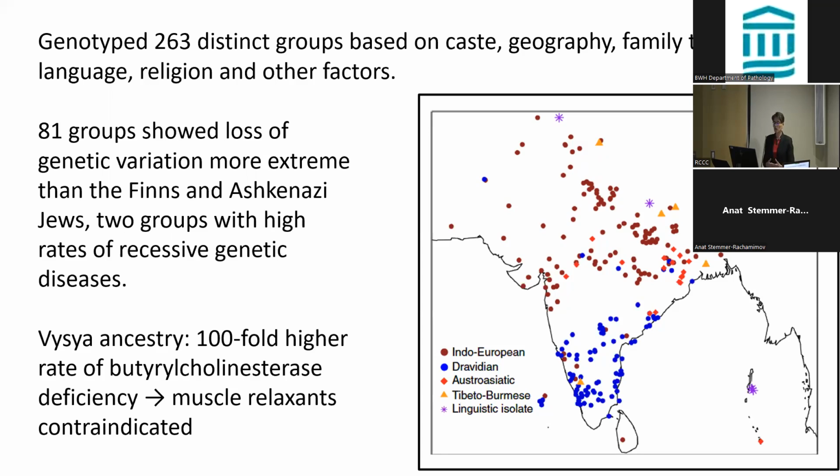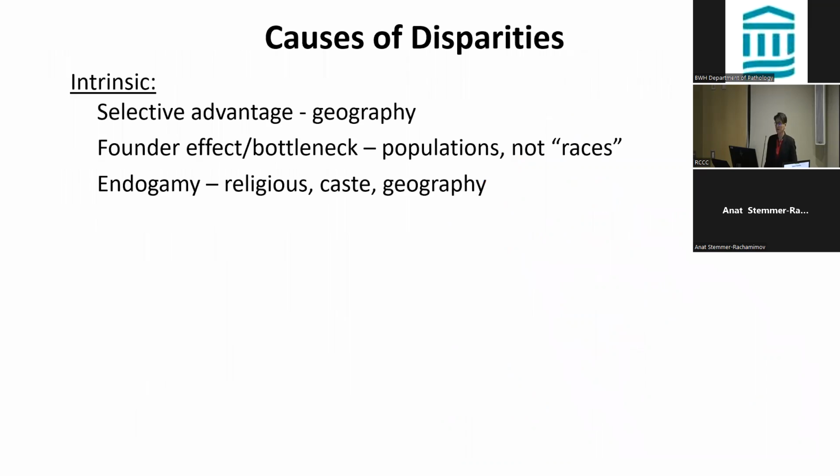Now, they found one group of Vysya ancestry that had a 100-fold higher rate of pseudocholinesterase deficiency. And for this group, they know that certain muscle relaxants are contraindicated. Now, we don't take these data and say, we shouldn't give these particular muscle relaxants to Indians. And we don't say we shouldn't give them to Asians, which is where Indians fall. We have to recognize that this is particular for this population. It is not racial.